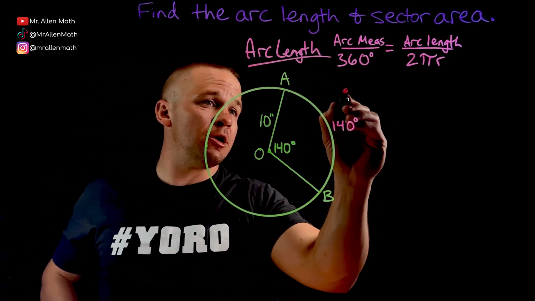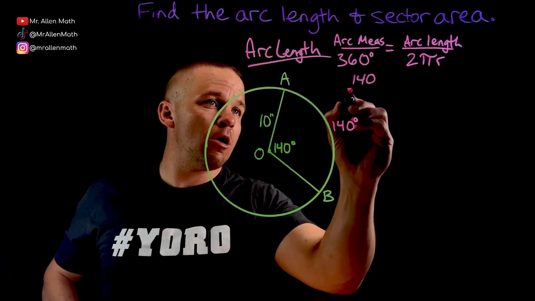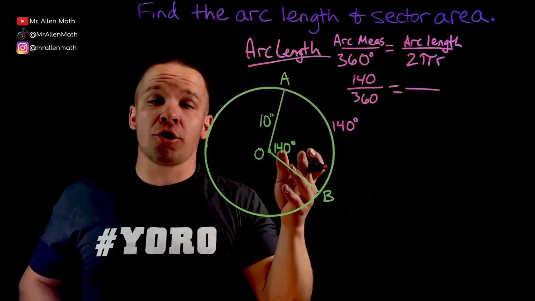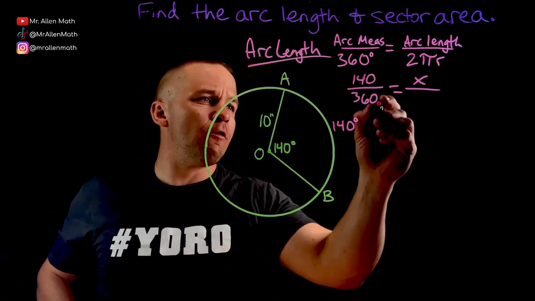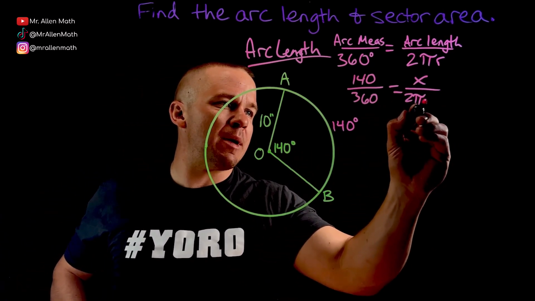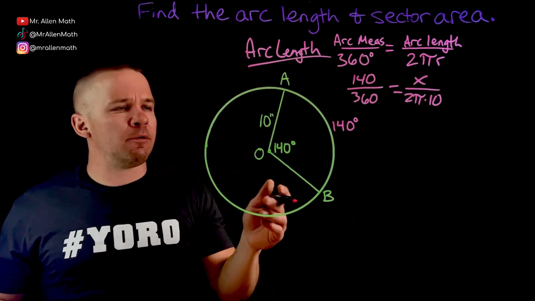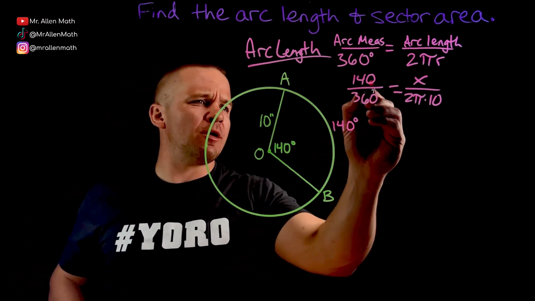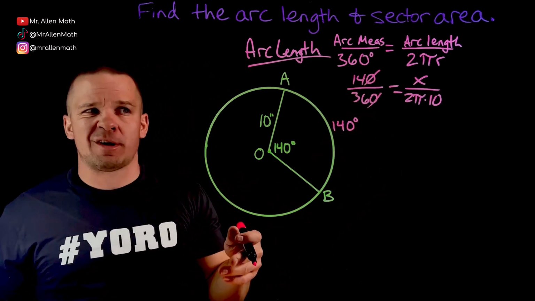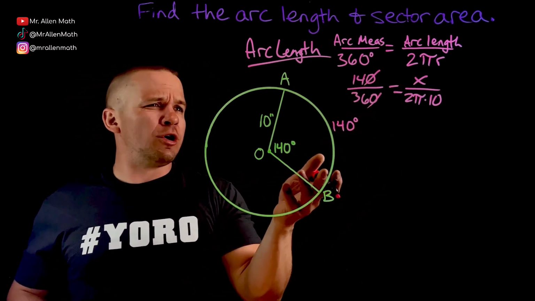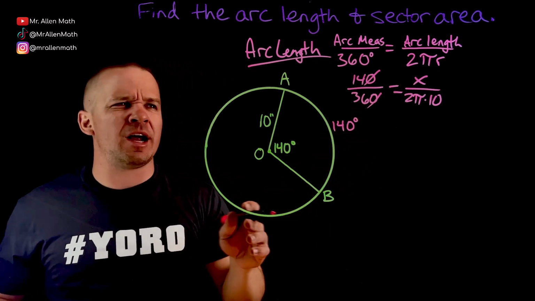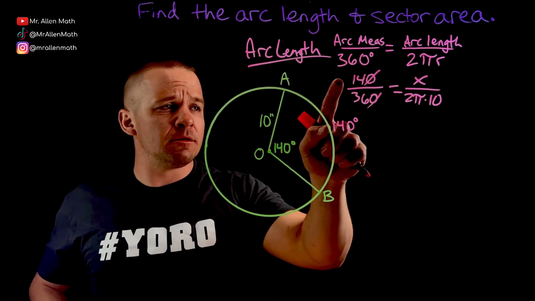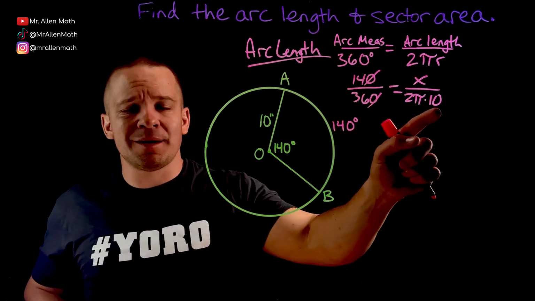My arc measure I know is 140, so 140 over 360 equals my arc length, which I currently do not know. I'll call that x over 2 pi times my radius, which is 10. There we go. Now, I'm going to keep things somewhat nice right now. I'm going to simplify, cancel out those zeros, right? So I got 14 over 36. We could even go down to 7 over 18, but I'll leave it like that for now, okay? So now I have 14 times 2 pi times 10.